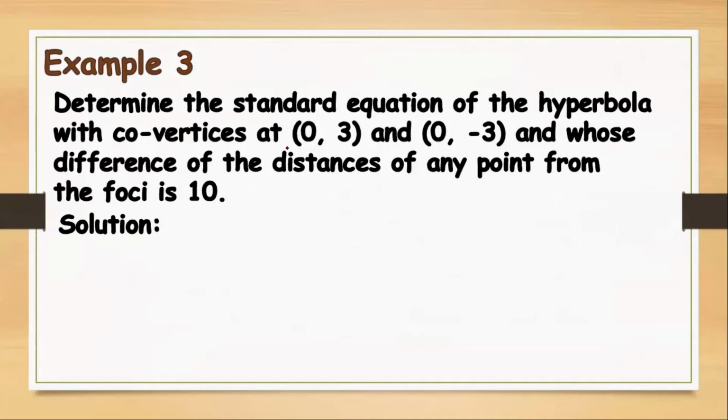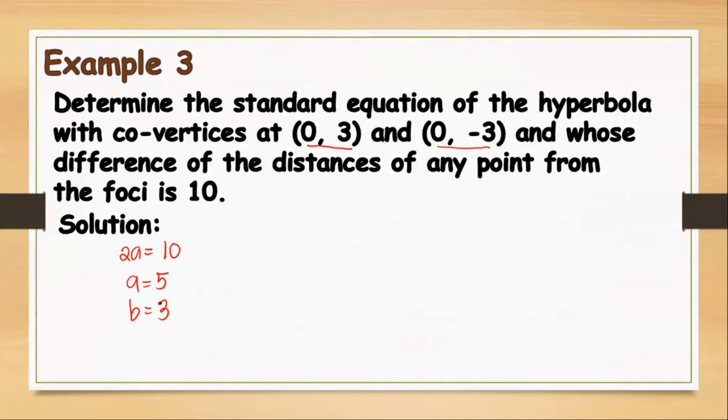Determine the standard equation of the hyperbola with co-vertices at (0, 3). Take note that the co-vertex is at (0, 3). And whose difference of the distances of any point from the foci is 10. So, our 2a is equal to 10. And so, our a is equal to 5. In this case, our b is equal to 3 since it is 3 units from the center of our hyperbola.